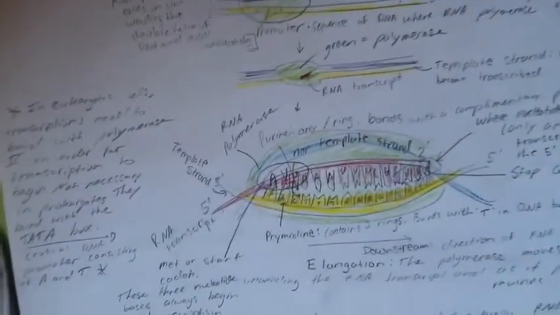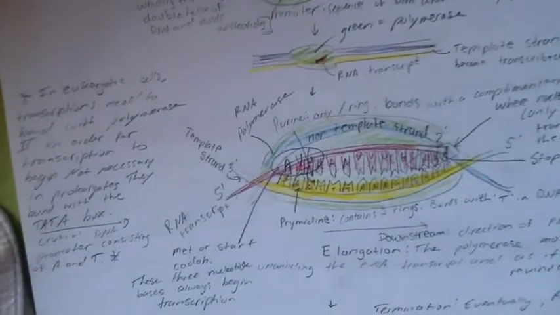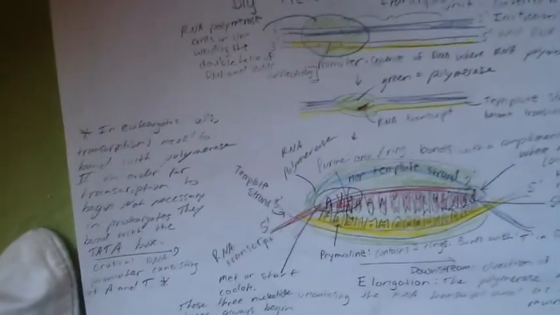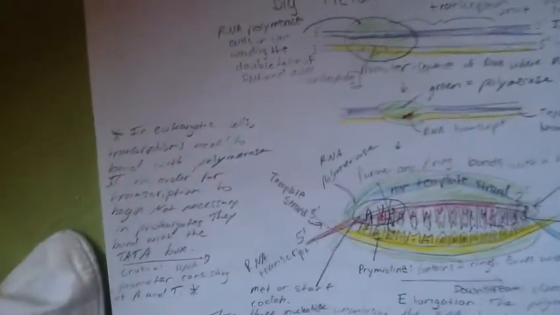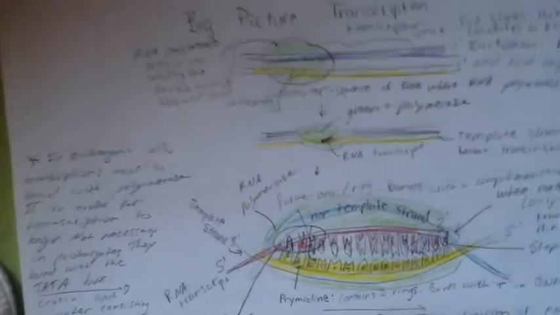And the one thing that's different about initiation in prokaryotic cells and eukaryotic cells is that in eukaryotic cells, the TATA box is kind of a starting point, and that's where the polymerase bonds to the DNA.